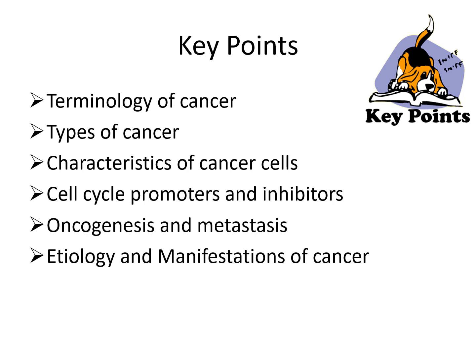So a quick preview of what we're going to cover. We'll look at terminology of cancer, the types of cancers. We'll look at characteristics of the cells. We'll look at promoters and inhibitors. And then finally, we'll summarize things looking at what's called oncogenesis, or the genesis or production of cancer, along with metastatic disease and how things spread, basically. And finally, we'll summarize with the causes of cancer and what you see in cancer patients.